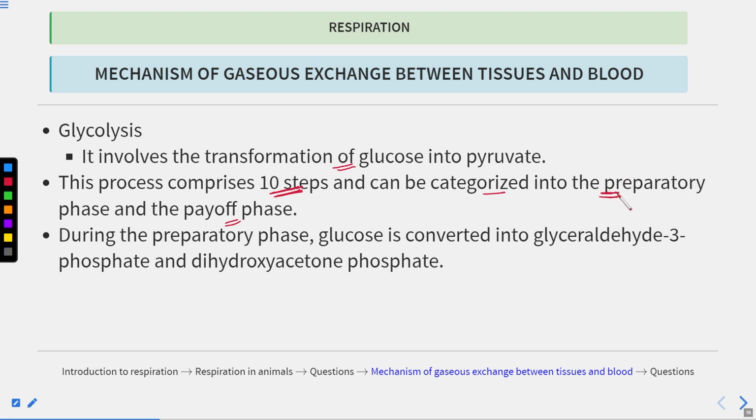So during the preparatory phase, ATP are utilized, and then later on ATP are synthesized. Now during the preparatory phase, glucose is converted into glyceraldehyde 3-phosphate and dihydroxyacetone phosphate.